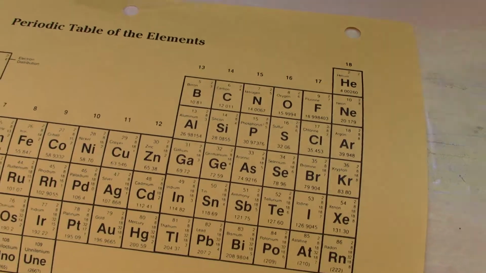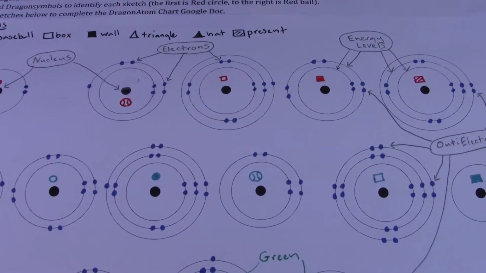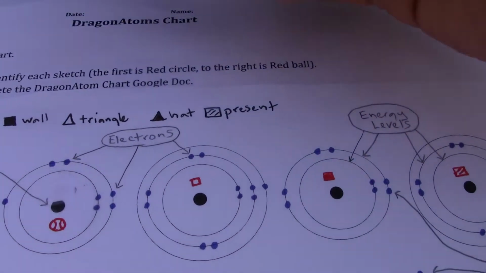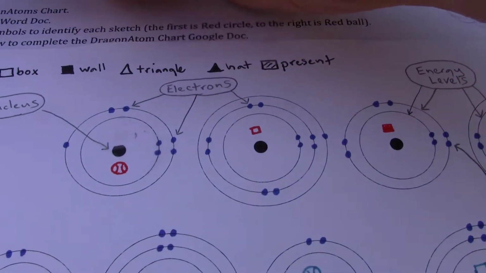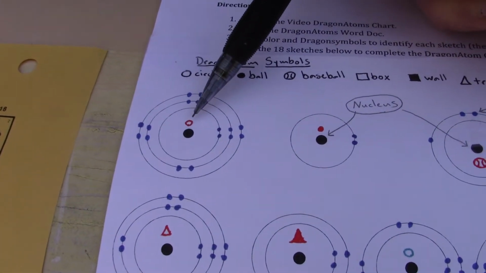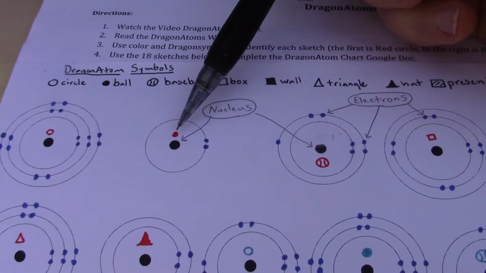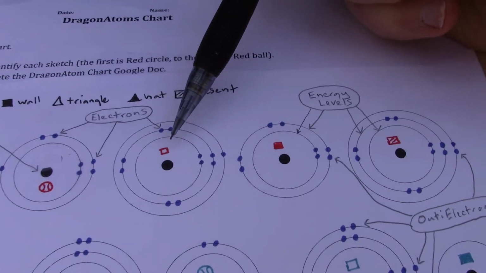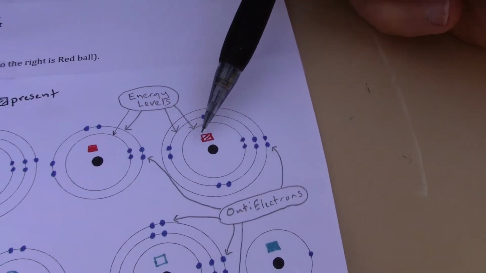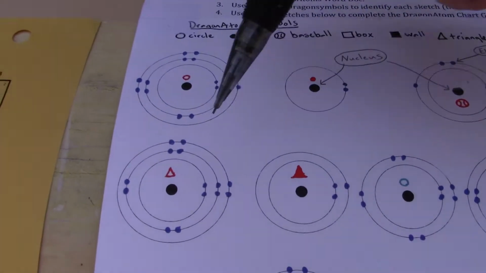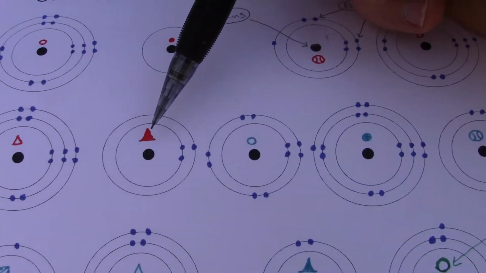And the other is a bunch of sketches that I made. What do you need to know? First of all, these are the symbols. You can see this red circle. We're going to call that the red circle atom. This is going to be the red ball atom. The red baseball, box, wall, present with the things that make it look like wrapping paper. Triangle, hat.